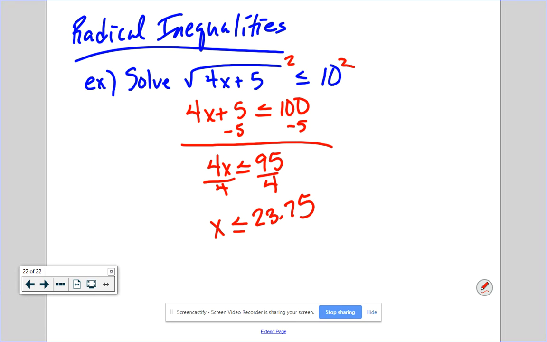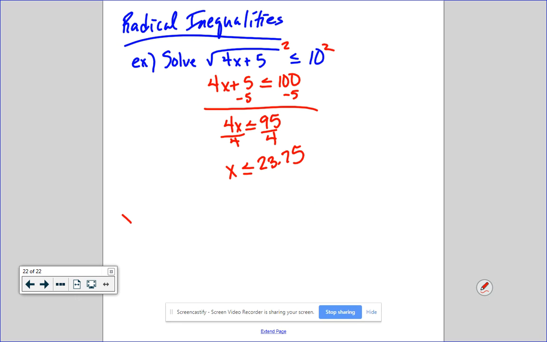Now, what other thing do we have to consider? What can't radicals be? They can be decimals, but what can't I have underneath there? Negative. So whenever you have a radical, you also have to take the discriminant and set that greater than or equal to 0, because you cannot have negative numbers under a radical and graph them. The discriminant is what's underneath. We can't have it be negative, ever.